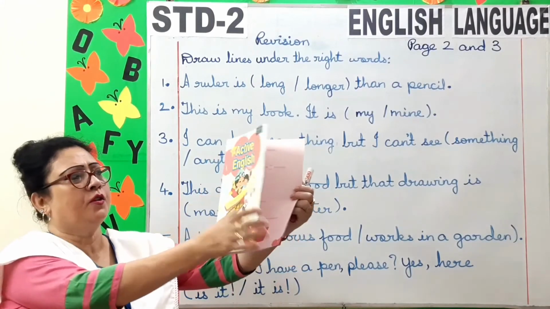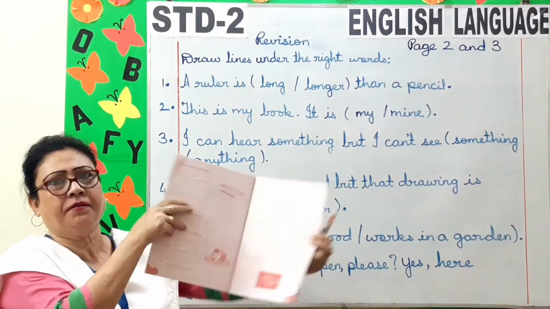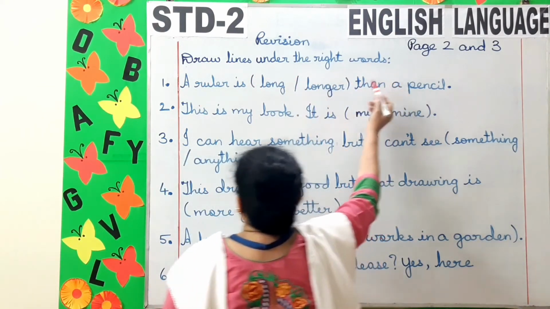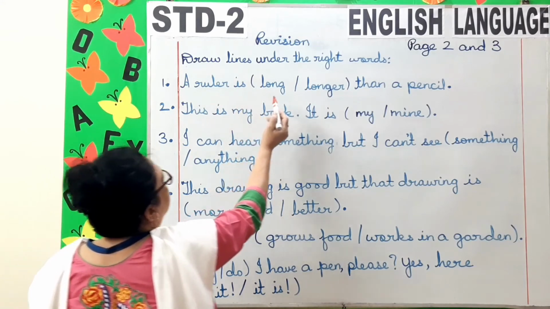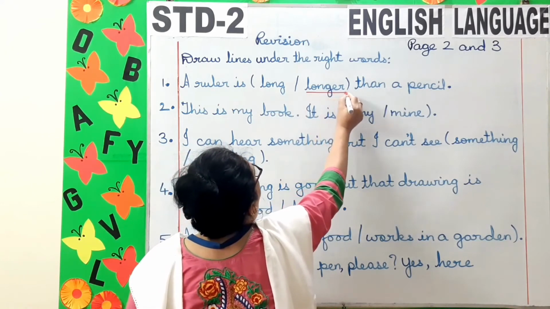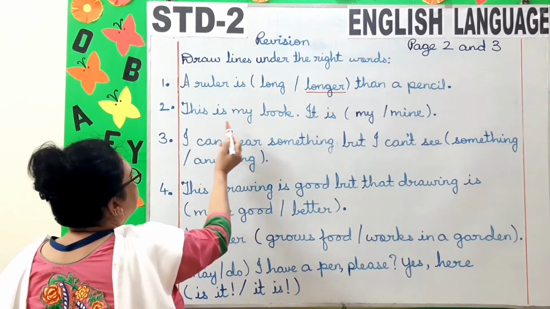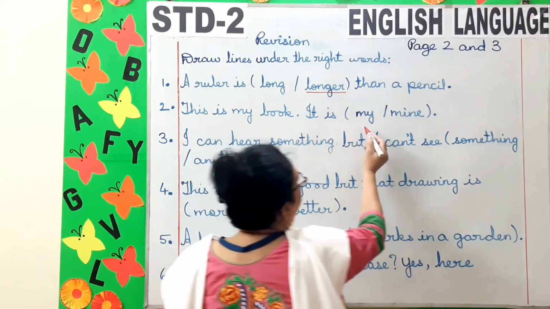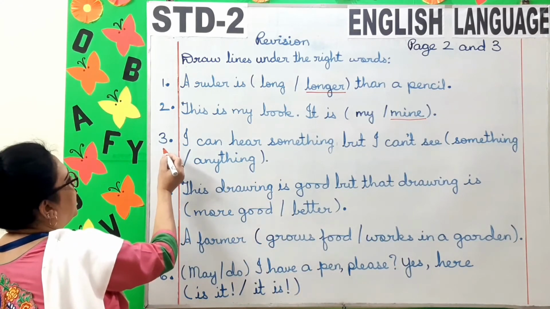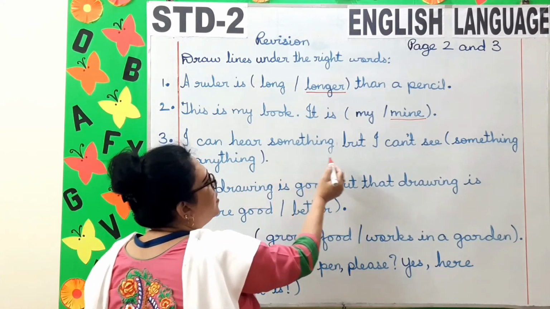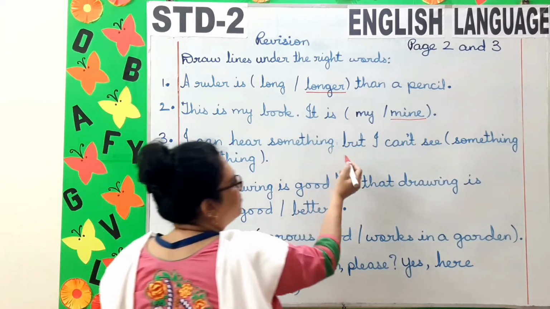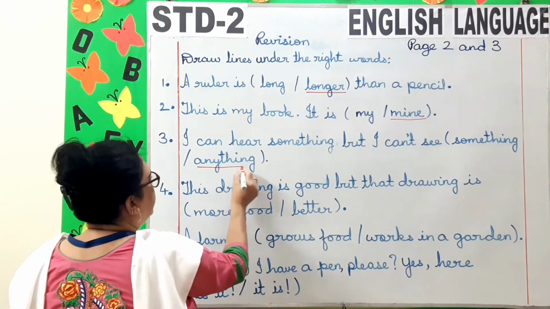Open to pages 2 and 3. Draw lines under the right words. 1. A ruler is longer than a pencil. 2. This is my book. It is mine. 3. I can hear something, but I can't see anything.